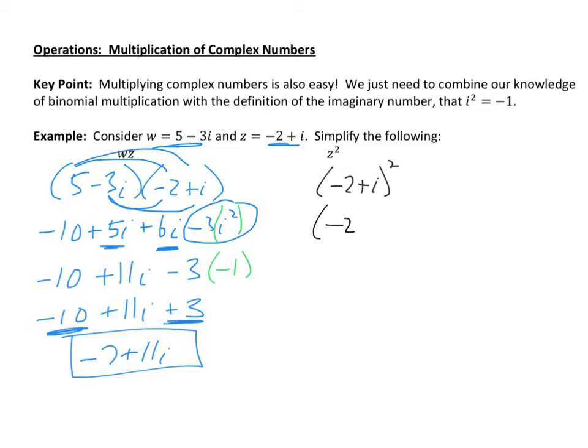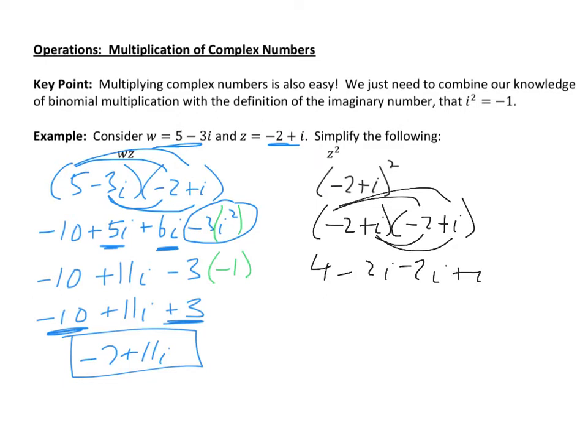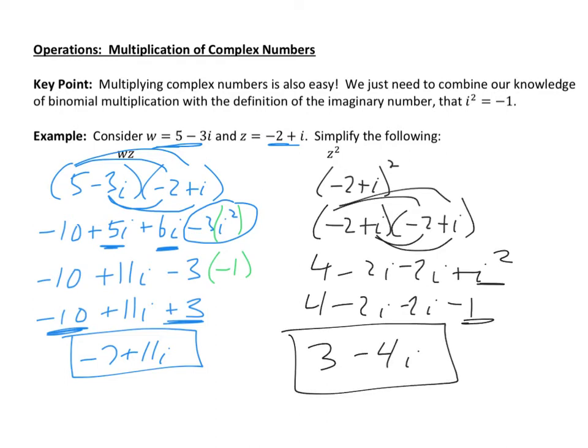So here I'm going to have negative 2 plus i times negative 2 plus i. This gets me 4 minus 2i minus 2i plus i squared. So this is 4 minus 2i minus 2i minus 1. I'm just replacing that i squared with a minus 1. And now we combine like terms. 3 minus 4i. And there we have it.